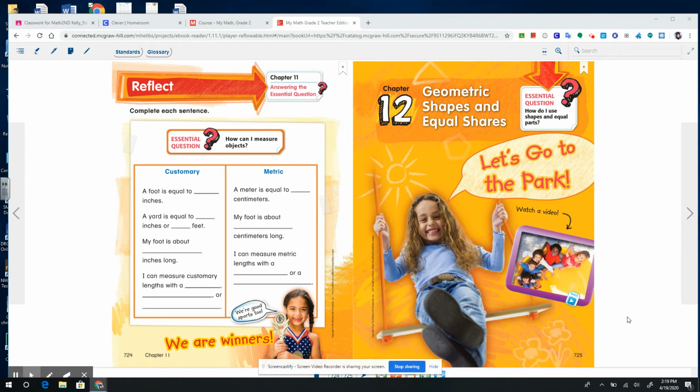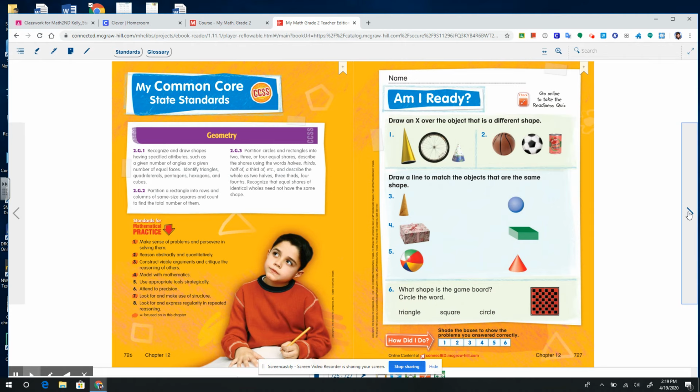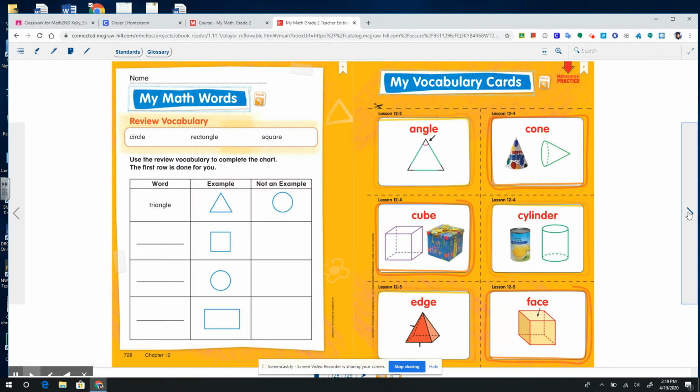It is chapter 12, Geometric Shapes in Equal Shares. So basically, brand new chapter, same as always. You guys would typically be getting sent home the Am I Ready? And the math words, circle, rectangle, square. I know you guys know those.